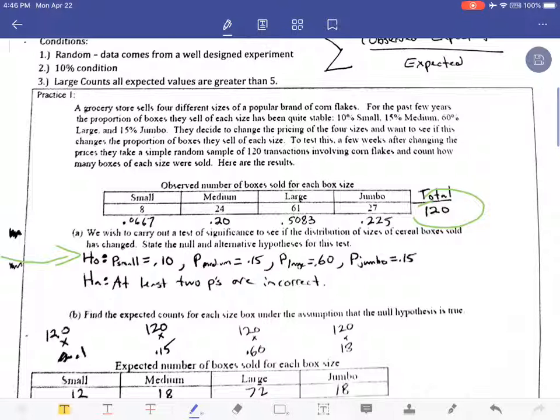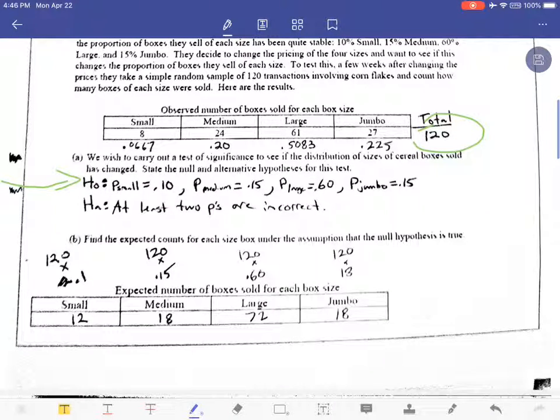Okay, so that's, in this case, what the proportions were before the price change. So it's saying if there wasn't a difference in the number of sales in the different categories after the price change, then it'd be the same as it was before. So we use those percentages. So we go down, and you can see right here, we just take the sample size, which is 120, and multiply it by the proportion that was given to us. And this one right here should have been 0.15. Just making that little change right there.